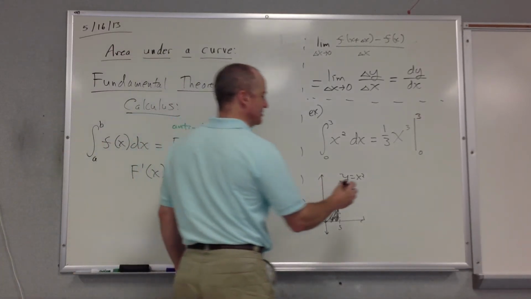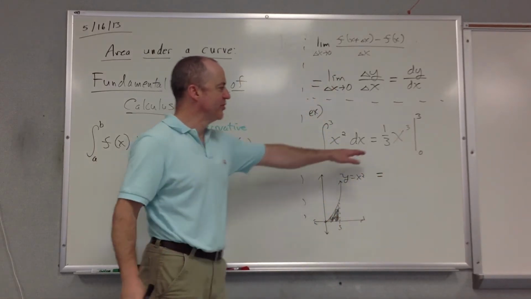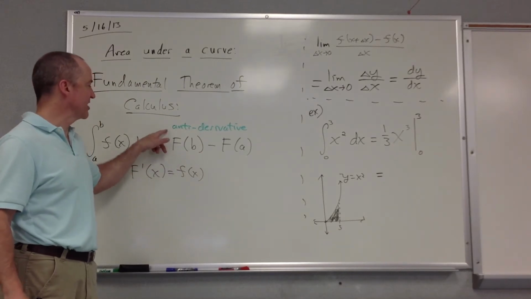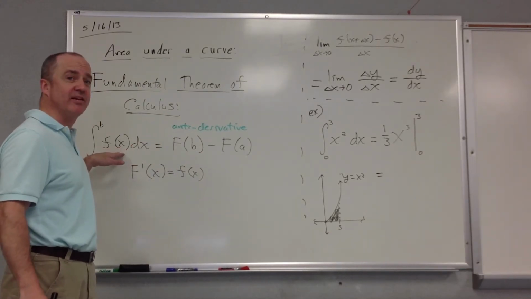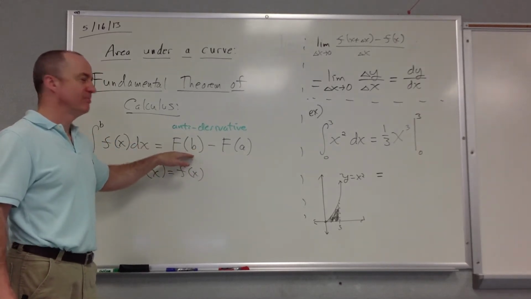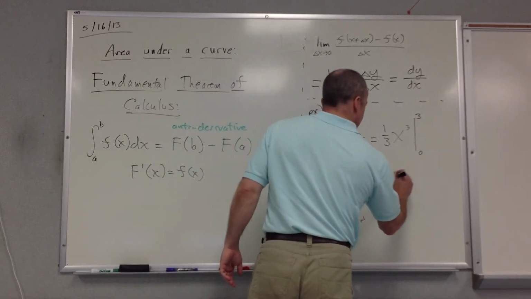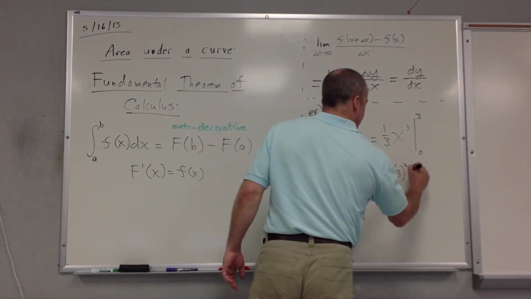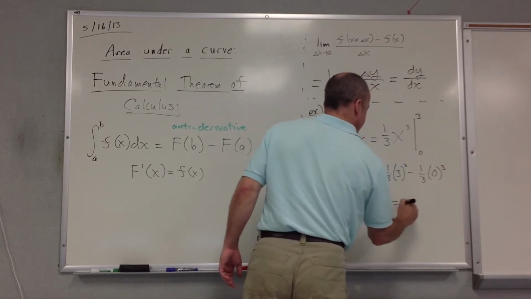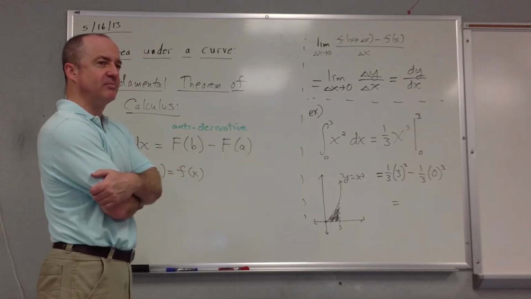Now, okay, this is a new function. This is my capital F function. Capital F is the antiderivative of lowercase f. But this function notation still means the same thing. Plug in the 3, plug in the 0. What is 1/3 of 3 cubed minus 1/3 of 0 cubed? The second term is 0. Yeah, and then 3.